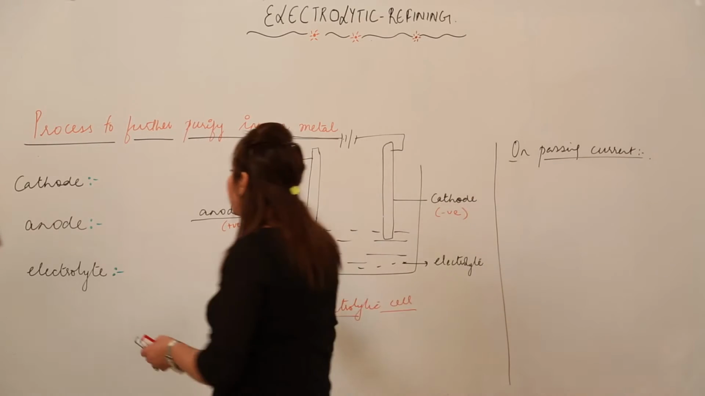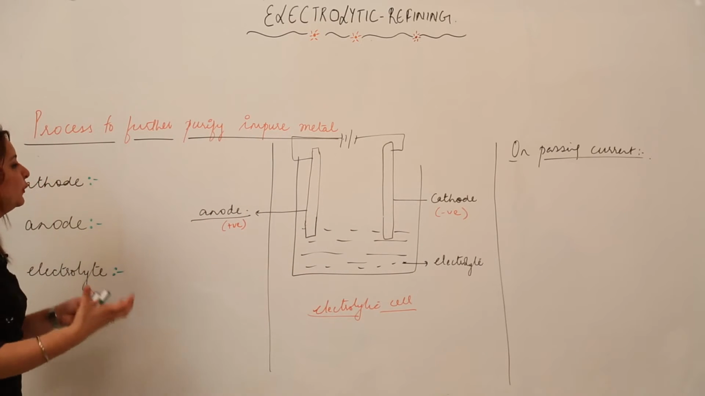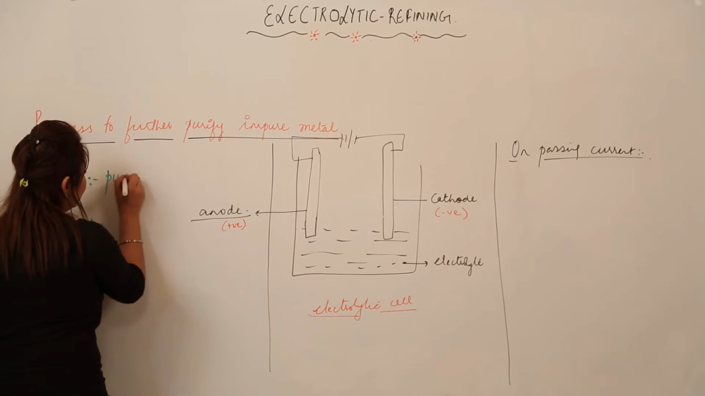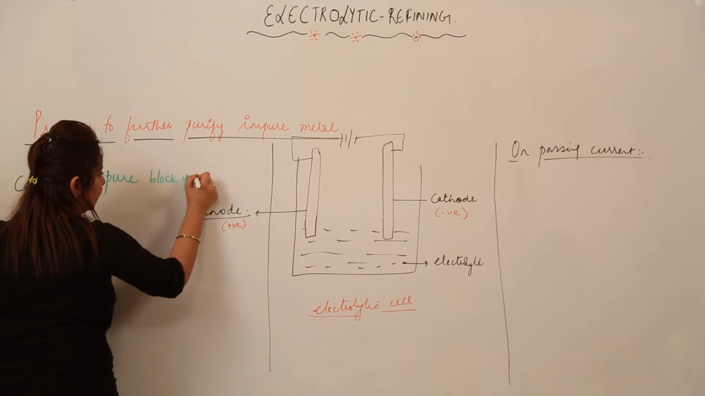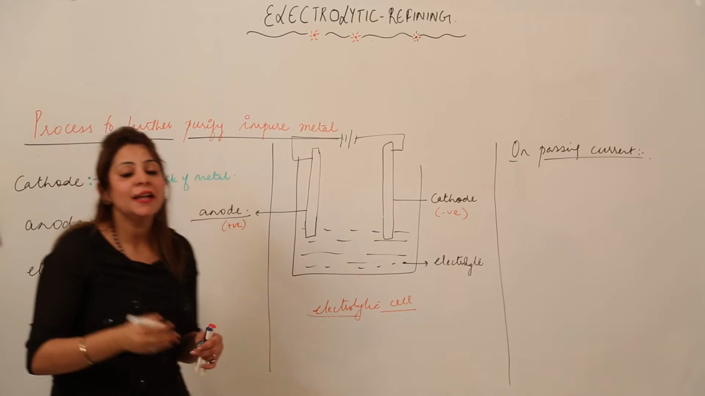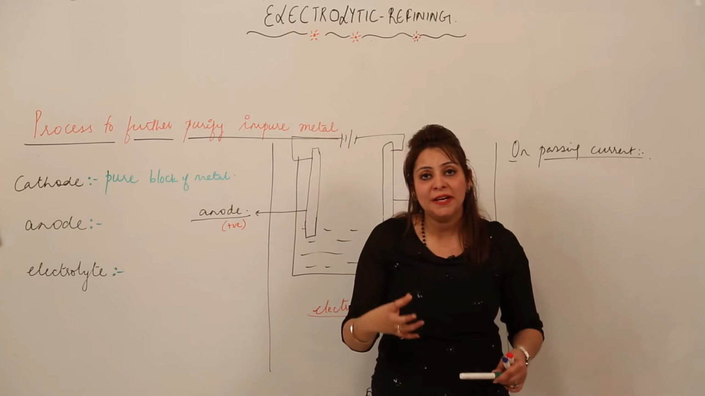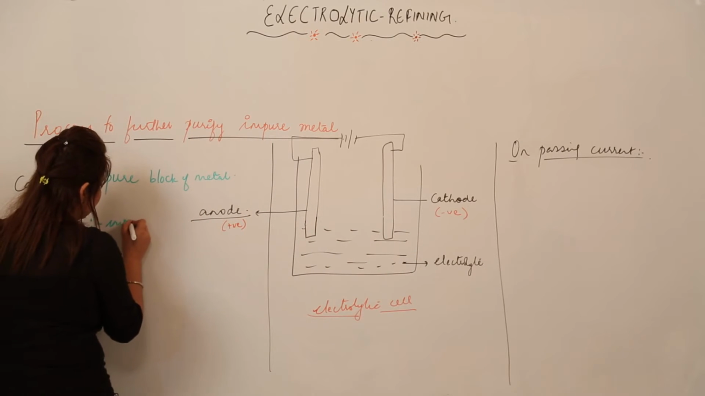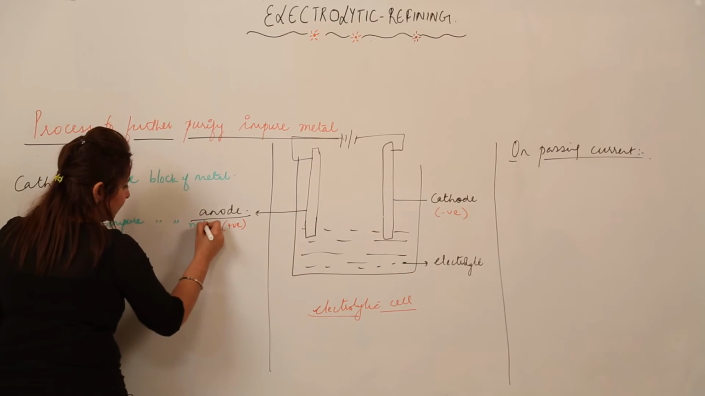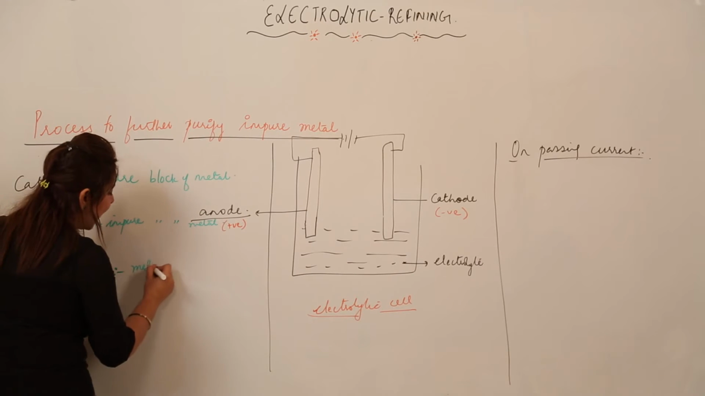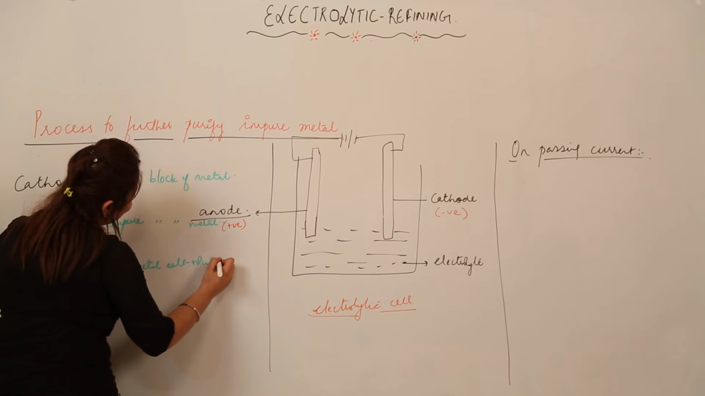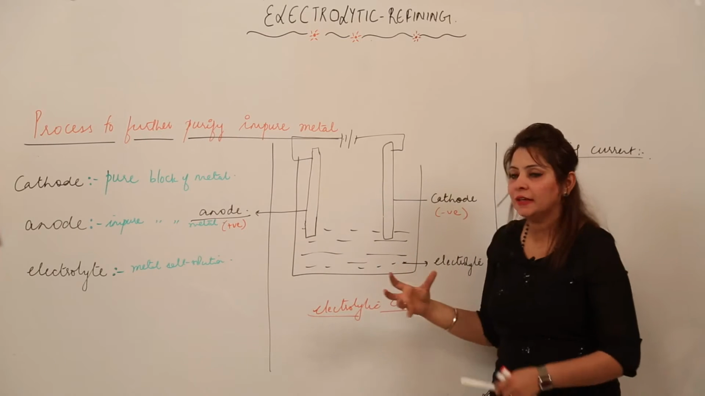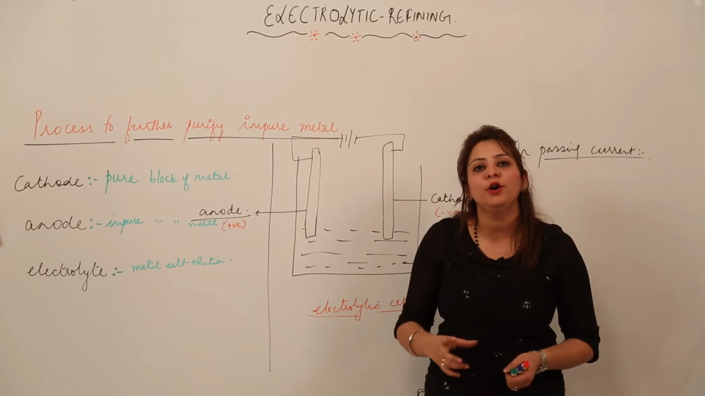So see, in this figure or in this process of electrolytic refining, what we are going to take is the cathode, anode and electrolyte. So the cathode is made up of a pure block of metal. That means the metal which we need to purify, a pure block of that metal is made the cathode, and the anode is the impure block of that metal, and the electrolyte is that metal salt solution, any metal salt solution. So to make you understand this concept better, I am taking an example of electrorefining of copper, right.